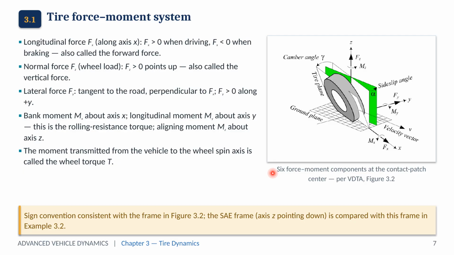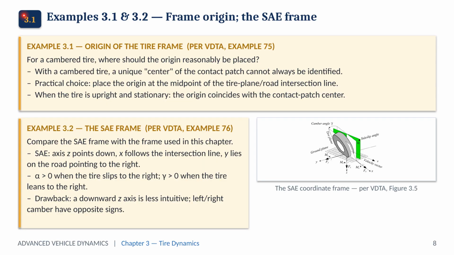The sign convention here is consistent with the frame in Figure 3.2. The SAE frame, whose z-axis points downward, is compared with it in Example 3.2. The first two examples concern the coordinate frame itself. Example 3.1 asks, for a cambered tire, where should we sensibly put the origin?